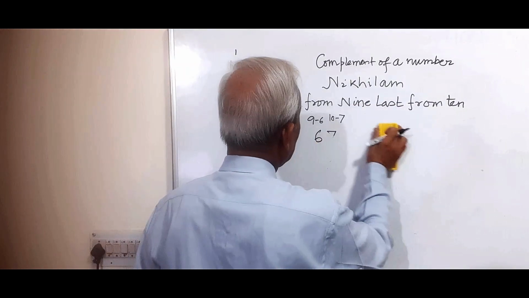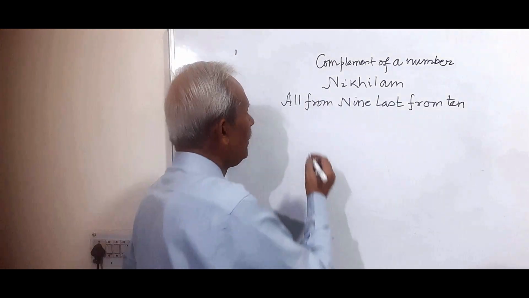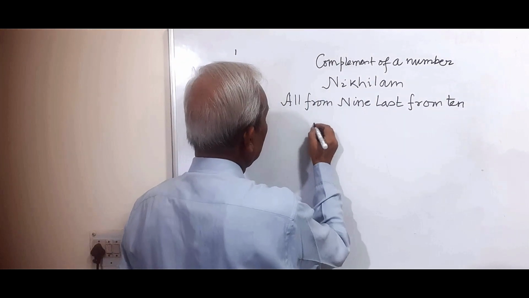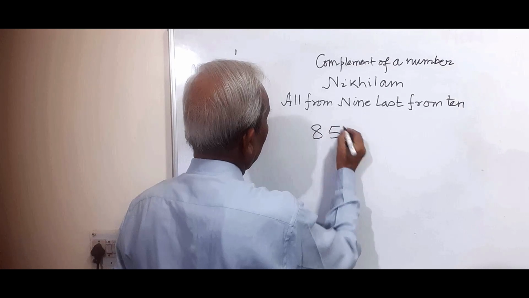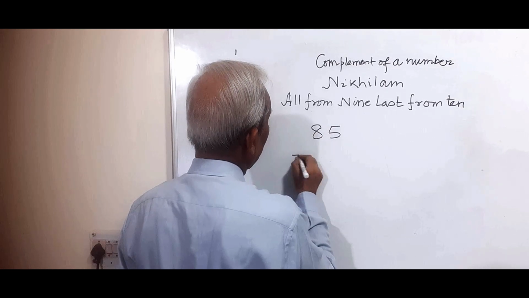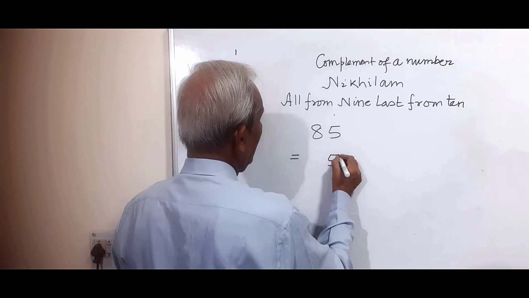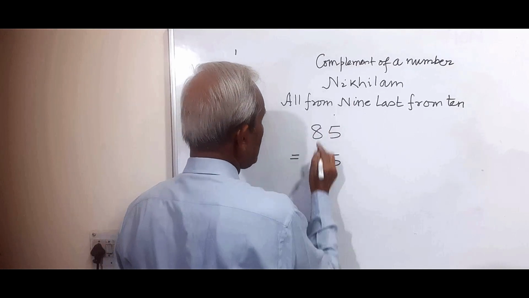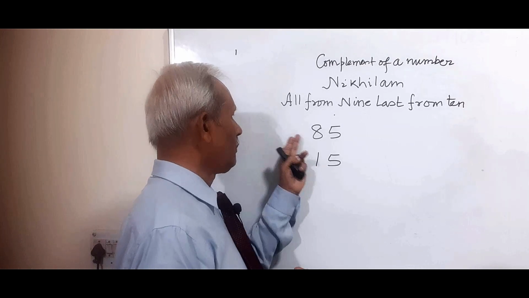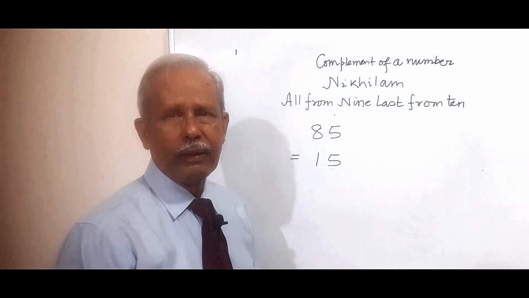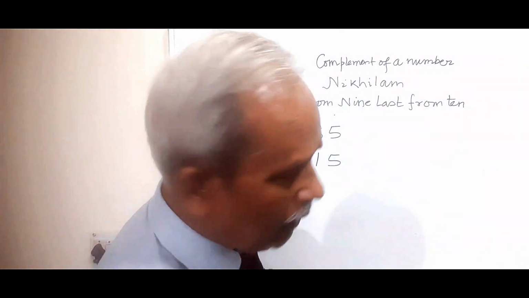Let me see another example. Say the complement of 85. If I use all from 9, last from 10, last from 10 means 10 minus 5 is 5, and all from 9, 9 minus 8 is 1. So 15 is the complement. And in fact, this is the complement because 100 minus 85 is 15. So we used this all from 9, last from 10, and we have found out the complement.